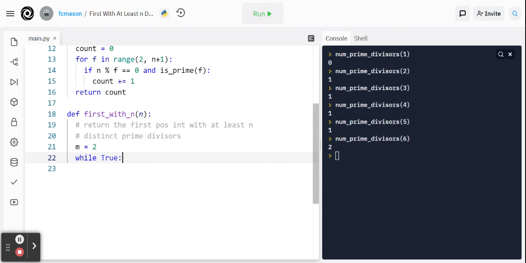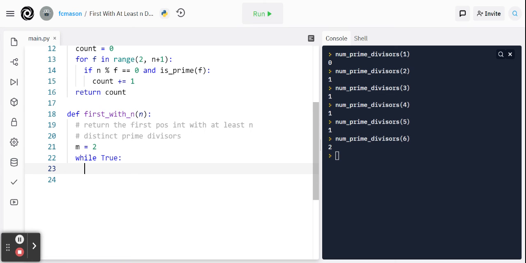Okay, so let us call that number m. We'll start with 2. We know that that's the first number with one distinct prime divisor, so we'll start with 2. And then we'll ask how many prime divisors it has. And if it's enough, if it's at least equal to n, we'll break out and be done. If it's not, we'll have to increase m. Okay, that's really how we have to do this. There is a kind of loop variable here, and it's m, but we have to handle its value ourselves.